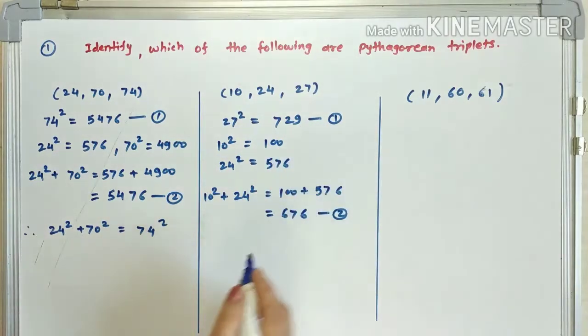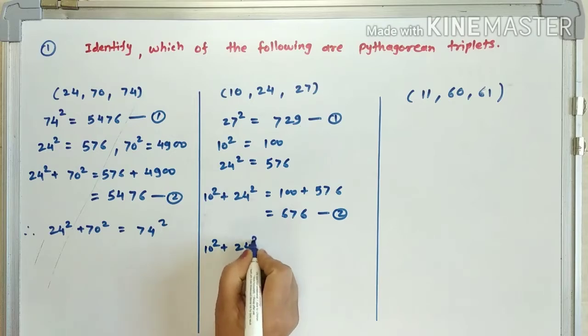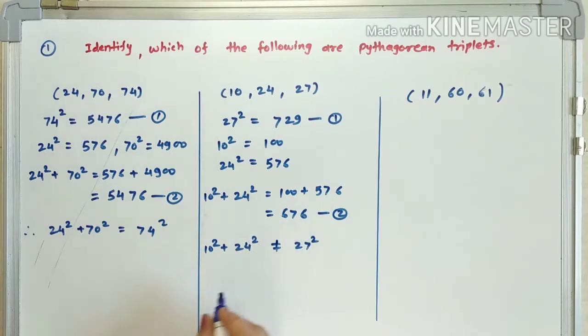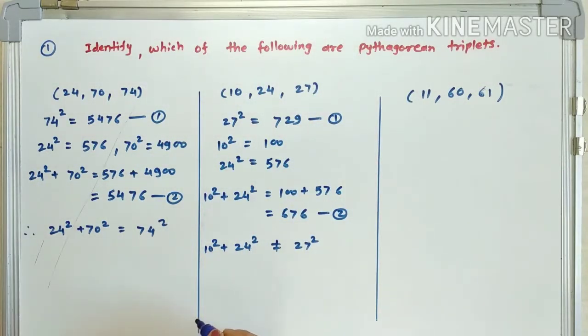These values are not similar. Therefore, 10 square plus 24 square does not equal 27 square. The square of the largest number is not equal to the sum of squares of the other two numbers. Therefore, this is not a Pythagorean triplet.